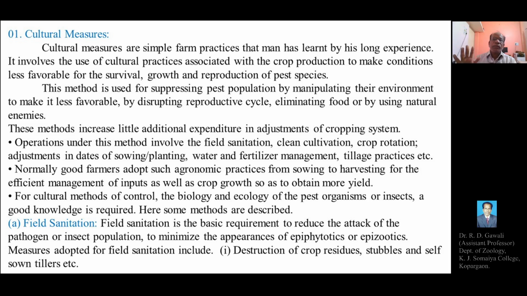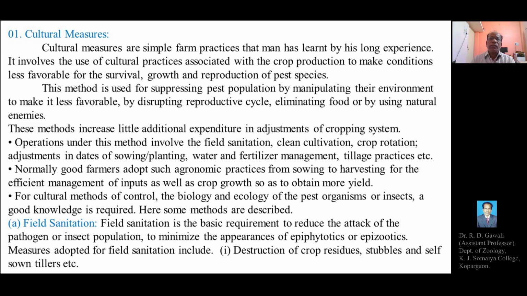So normally good farmers adopt such agronomic or agricultural practices right from sowing or planting to harvesting, for the efficient management of the inputs. So whatever activities are essential for the proper growth of the crop are performed by the farmers in the form of various inputs as well as crop growth, so as to obtain more crop yield.